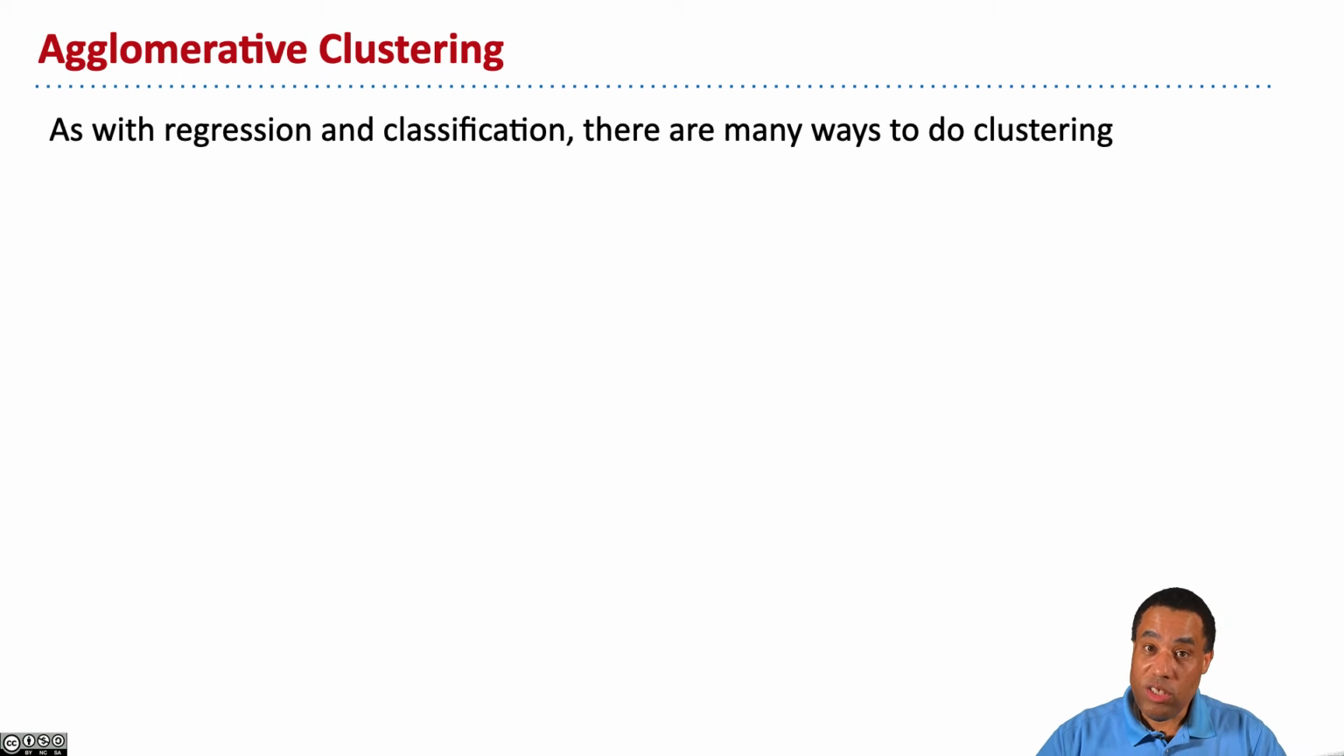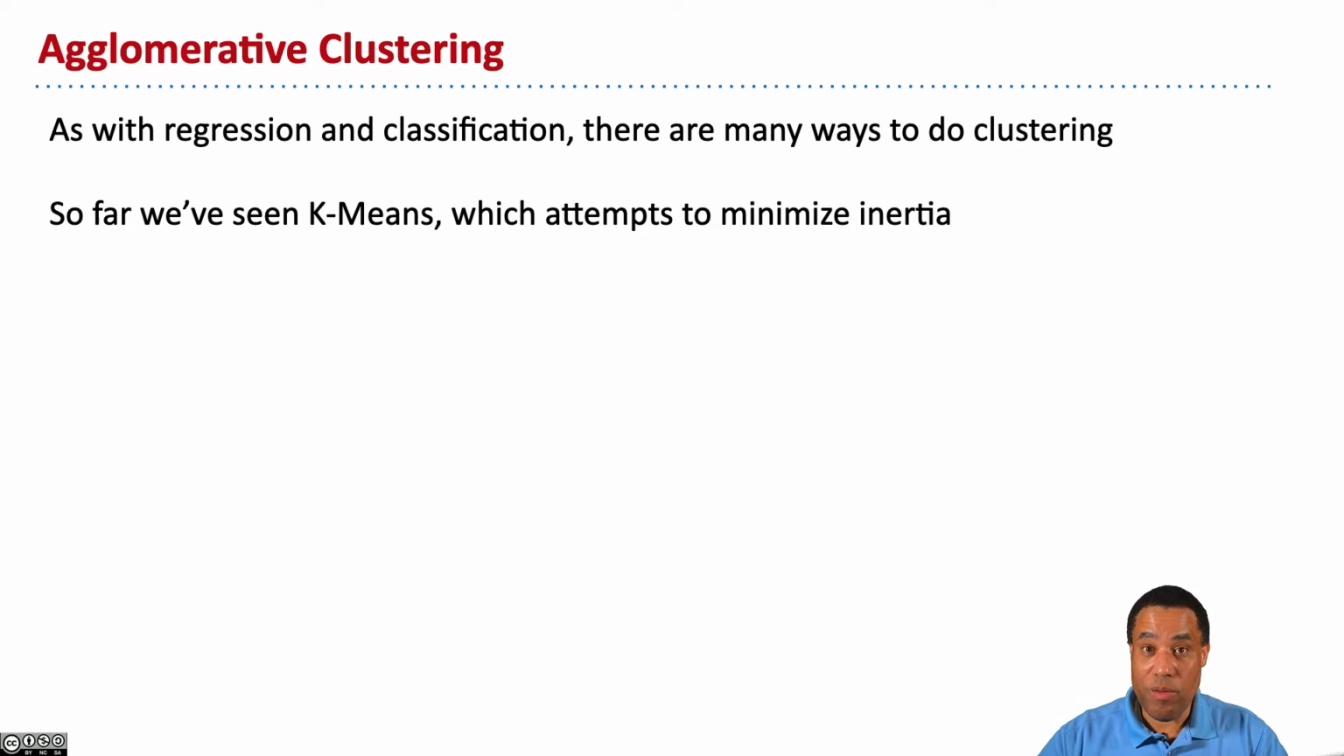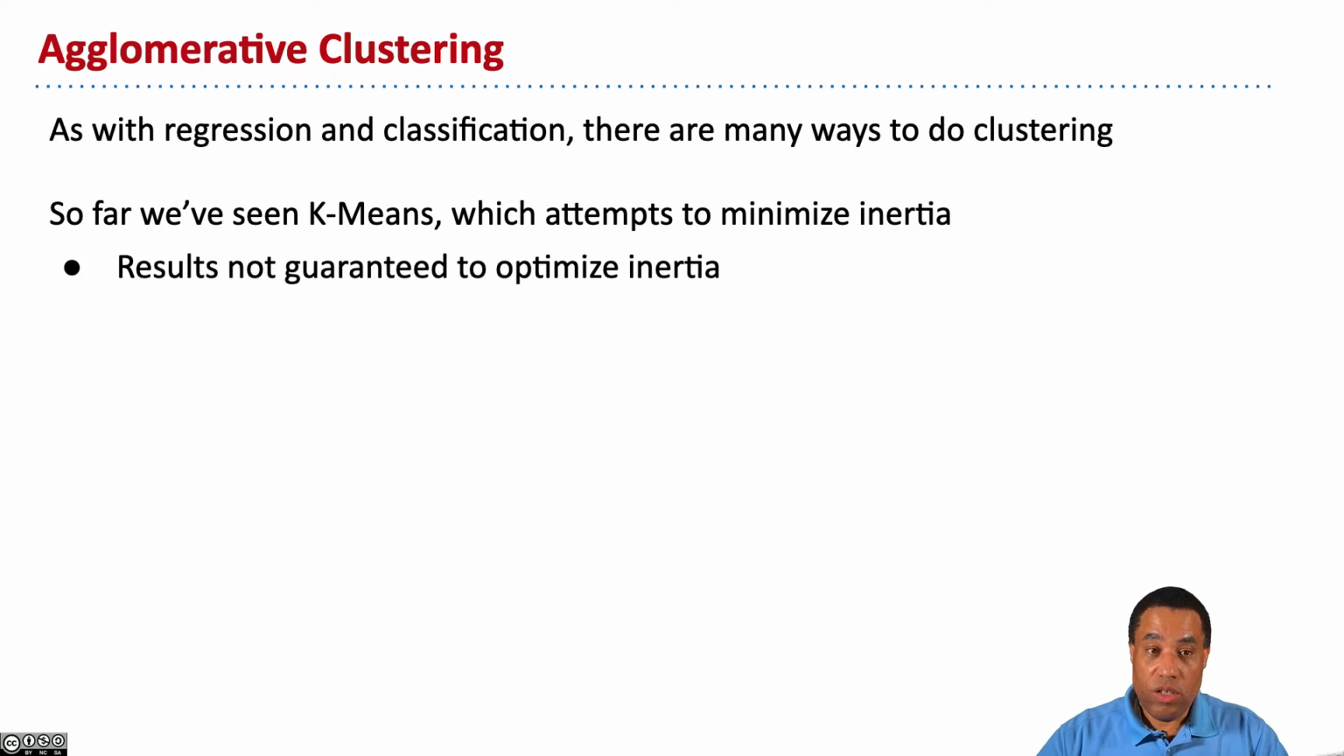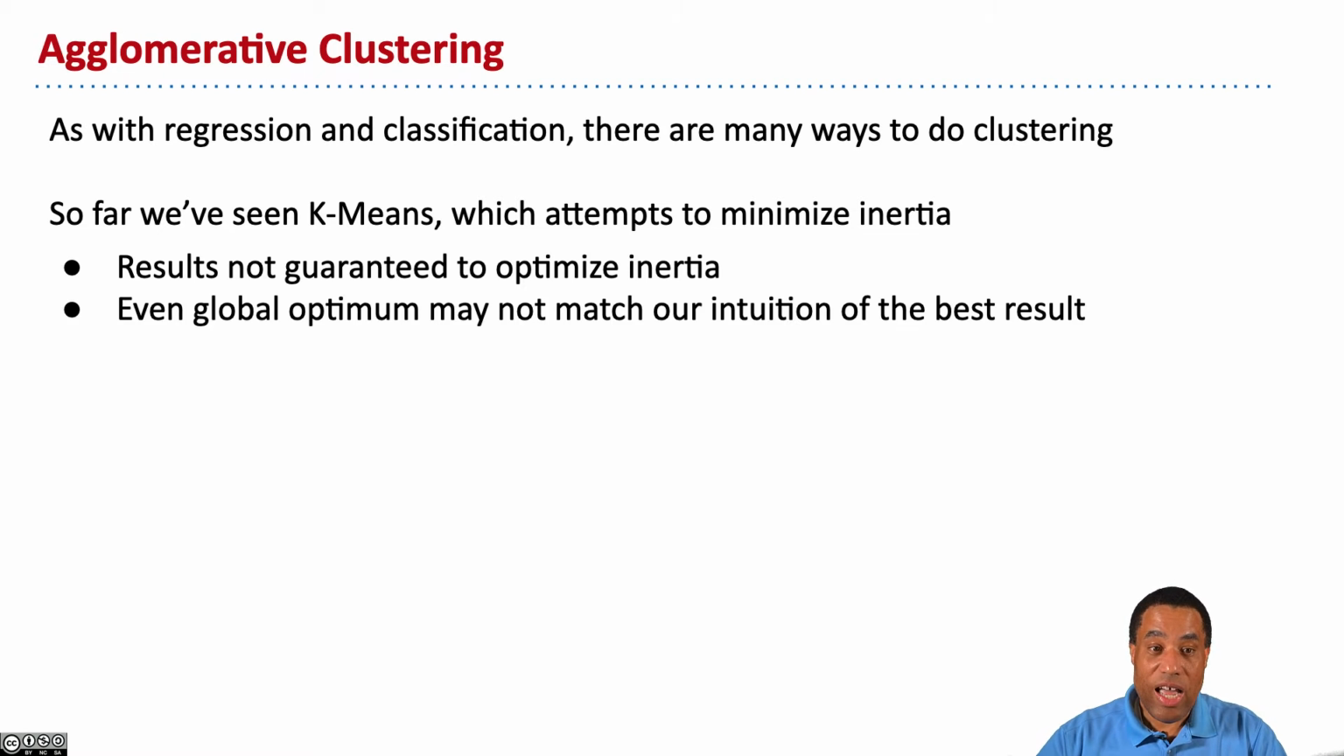When we looked at regression and classification, there were multiple different ways that we could do each of those. The same is true with clustering. There are many different ways that we can do clustering. Now we've looked at k-means, which tries to minimize inertia. The results, however, are not guaranteed to optimize the inertia. And even if we do reach some global optimum for inertia, it might not really match our intuition for what should be the best result.